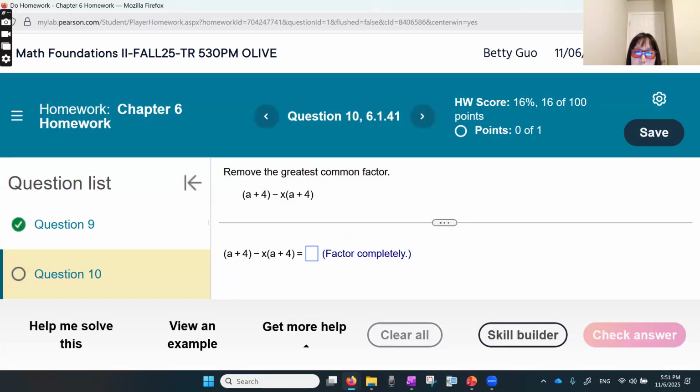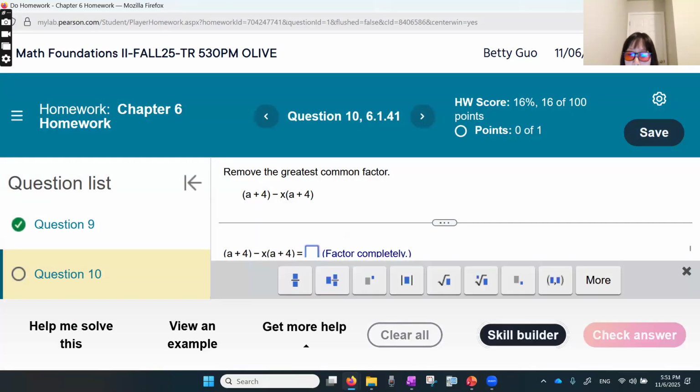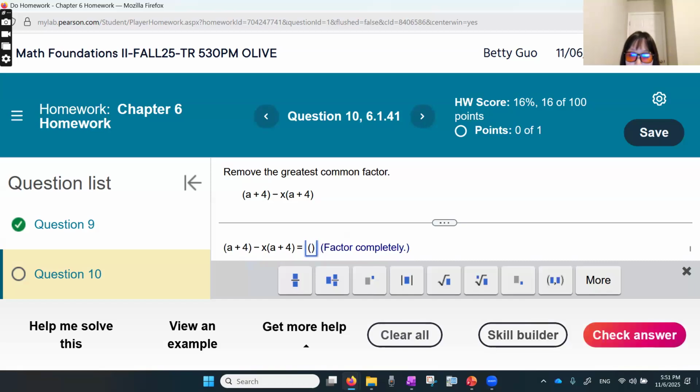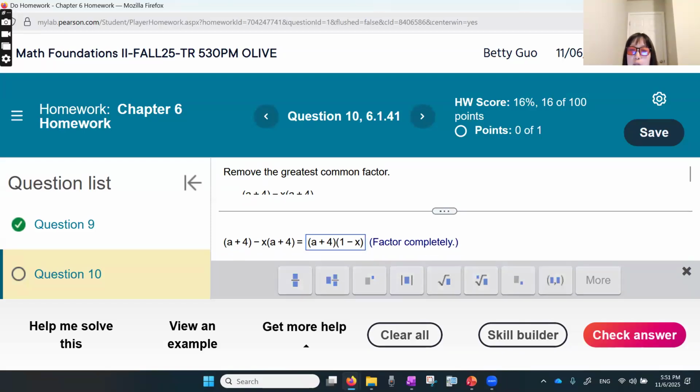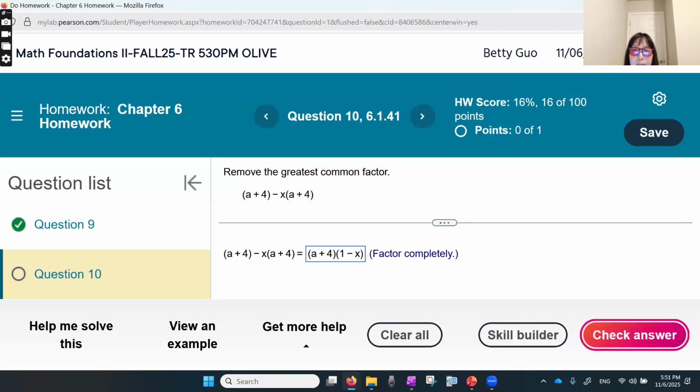Do not overthink. Those two groups have a common binomial factor, A plus 4. Take A plus 4 out. And then we're gonna have the leftover inside the second parentheses. The first one, if you take A plus 4 out, you have a 1 left, right? The second one, you have a minus X. Very good. That's it. If you are not sure what you do, you can use the FOIL or box method to double check, right? Here we go.